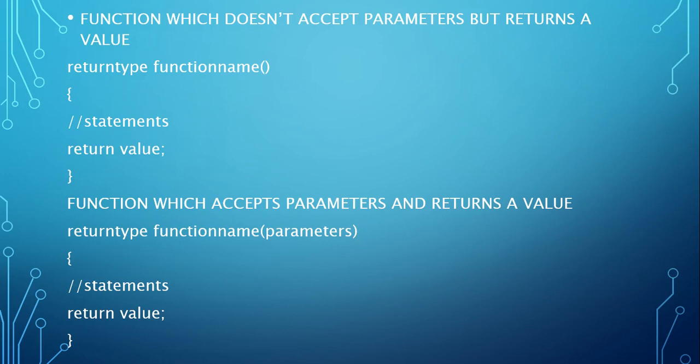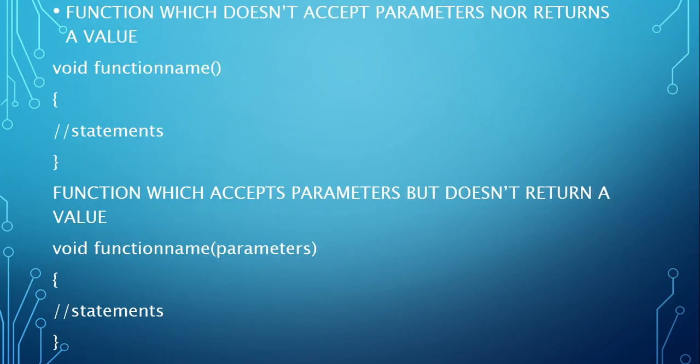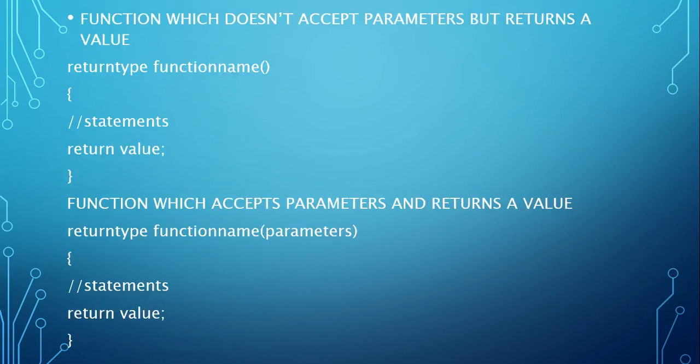Coming to the last category, a function which accepts parameters and returns a value. So here you will mention the return type, since it will not be void, followed by the function name. Within brackets, you will pass the parameters to the function. In curly brackets, the function statements would be written, followed by the return statement where a value would be returned. So these are the four categories of functions along with their syntax.